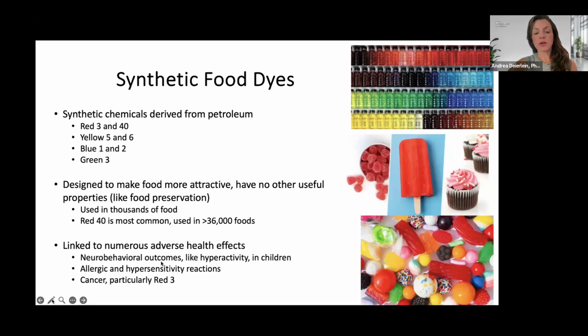And I'm sure that you've probably read about that, there is evidence that these have been connected to numerous health effects, particularly in at-risk populations. So, neurobehavioral outcomes in kids, allergic and hypersensitivity reactions, and some evidence of them being carcinogenic.